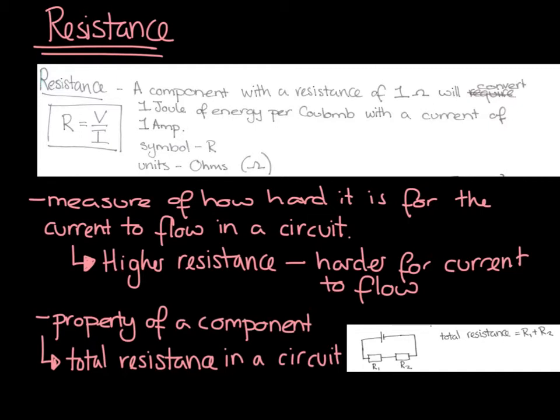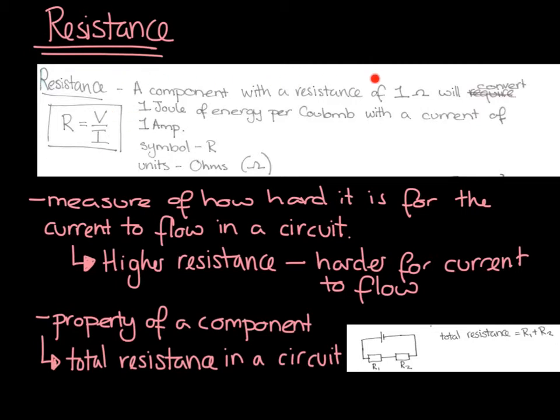So resistance: a component with a resistance of 1 ohm will convert 1 joule of energy per coulomb with a current of 1 amp. Its symbol is R, and it's measured in the units ohms. And here is your equation. So we can calculate the resistance of a component by measuring the voltage across the component and the current flowing through it, and dividing the voltage by the current.